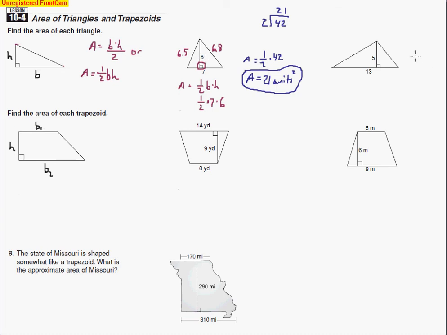The next one, again, they could give us sides. They could tell us that this is 6 and maybe this is 10. It doesn't really matter what those two sides are. They don't matter. All we really care about is this side right here. And so when you see this right angle symbol, look for the two sides that are connected by that right angle symbol. It's the 5 and the 13. Those are the two sides we need. And those are the numbers that go into our formula, 1/2 base times height.